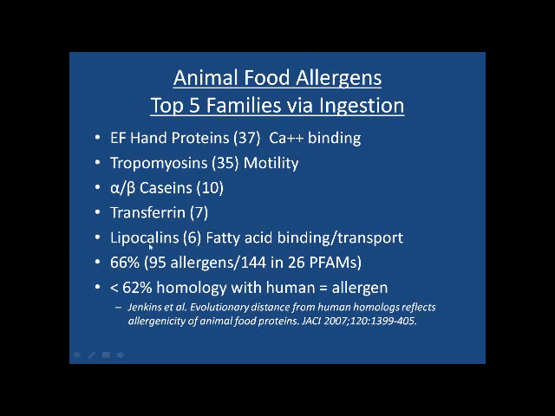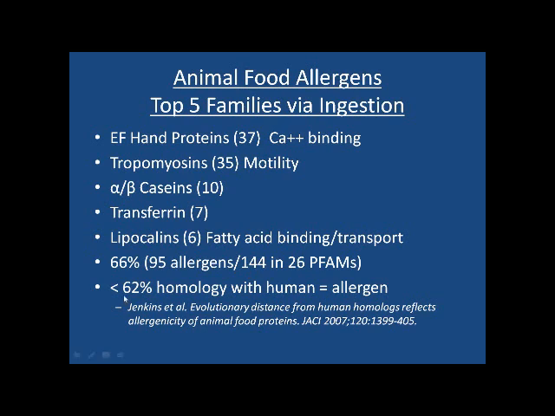These 5 top families account for 66% of all the plant and animal food allergens, of which there are 95 of these that have been defined out of 144 in 26 different protein families.